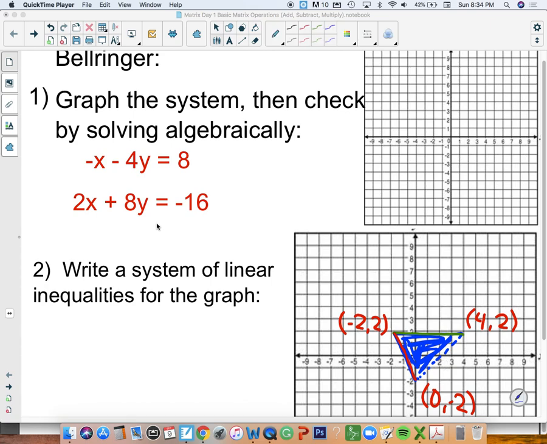Alright, looking at the first one, it says graph the system, then check the system by solving algebraically. Solving algebraically just means use our methods that we just learned, so it'd be substitution, elimination. So we have to graph it and then use substitution or elimination. Okay? So remember first, if we're graphing, we got to solve for the y's.